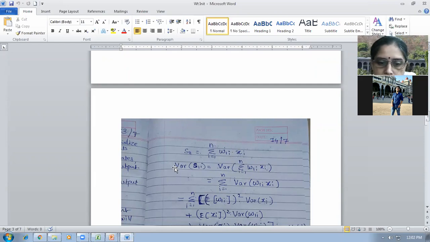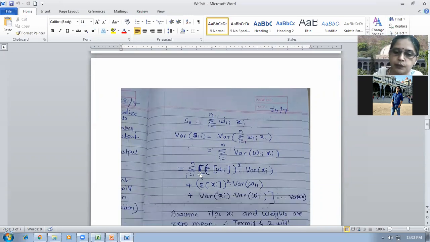Your variance for S11 will be given by the variance of this term. The same can be represented as summation i runs from 1 to n, expectation of W1i square into variance xi, plus expectation of xi square into variance W1i, plus variance of xi into variance of W1i. We have used this simple property: variance of A into B is given by expectation of A square into variance B plus expectation of B square into variance A plus variance A into variance B.